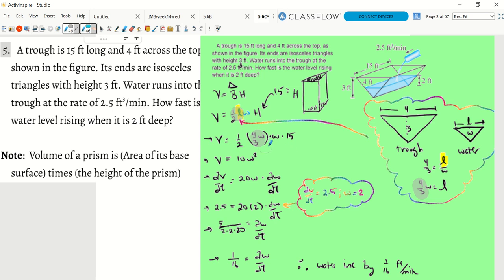Okay? I simplify this whole thing, and I get that. Okay? 15 times 4 is 60 divided by 3 times 2, which is 6. 60 divided by 6 is 10. Okay? And so I get this, and I take the derivative of both sides, and I'm left with, it creates a V prime and a W prime. Okay?